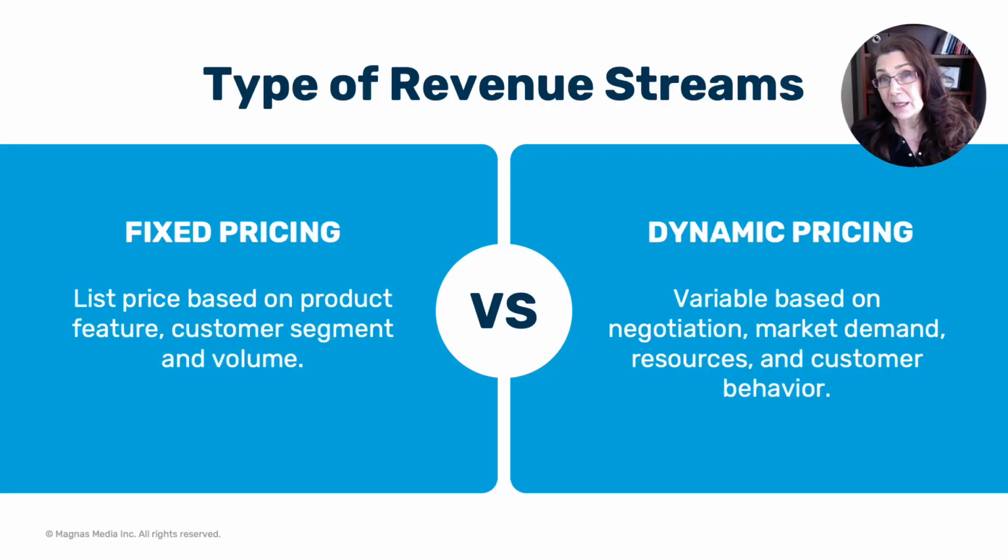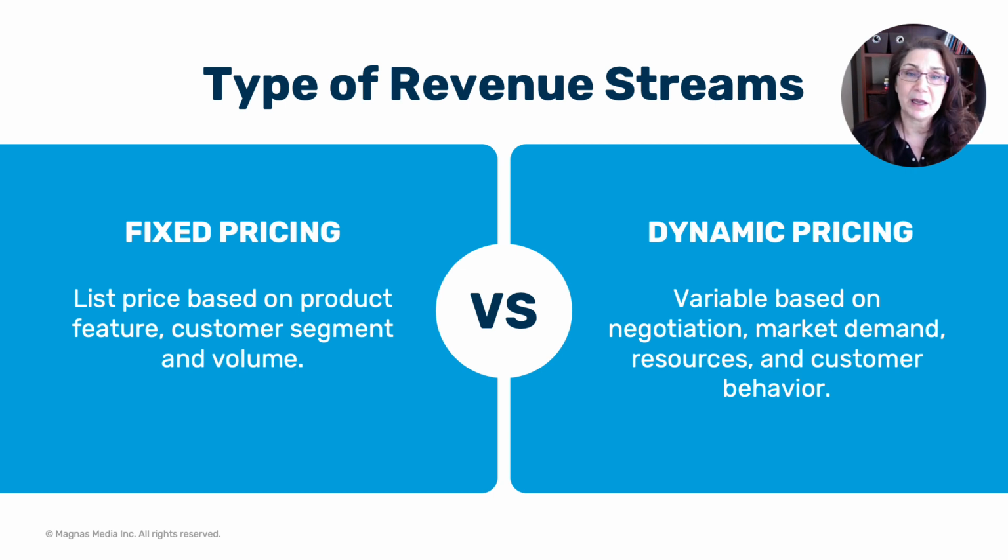Now, another question that falls under revenue is related to fixed pricing and dynamic pricing. So fixed pricing is a list price based on the product, feature, customer segment, and volume, whereas dynamic pricing could be variable based on negotiation, market demand, resources, and customer behavior. So if you've ever been to a supermarket where you find that some of the costs are going up, maybe it's a variable price, some commodities are variable based on the price of the commodity at that particular time. So these are questions, if you can answer them, you might not know it right now, but make it a goal to be able to answer.